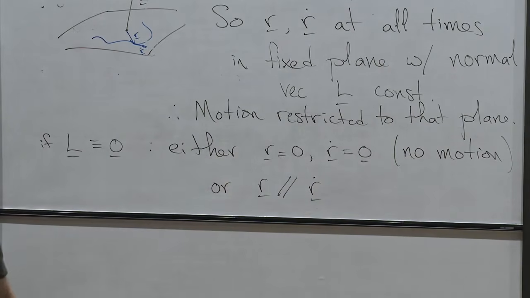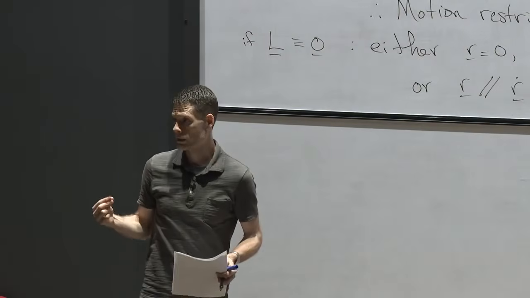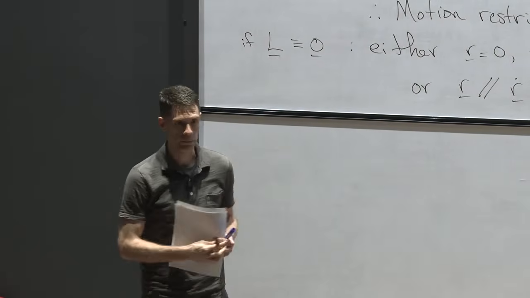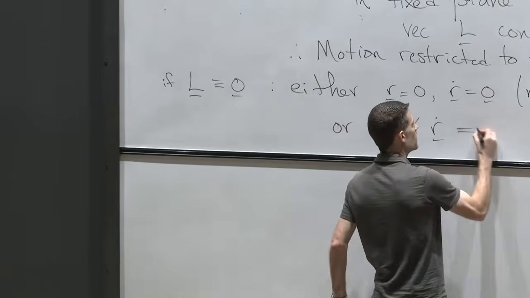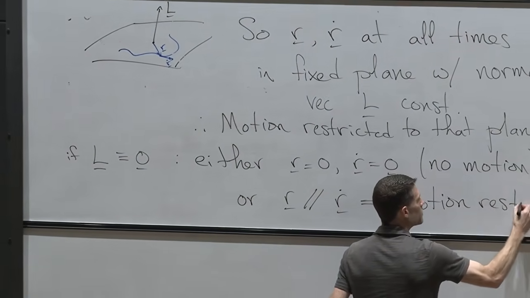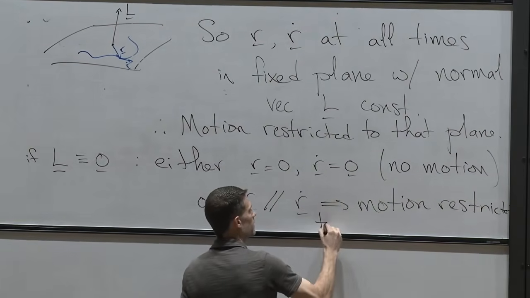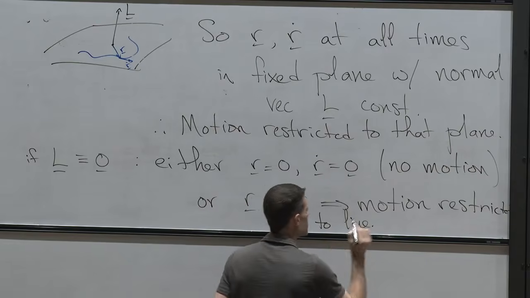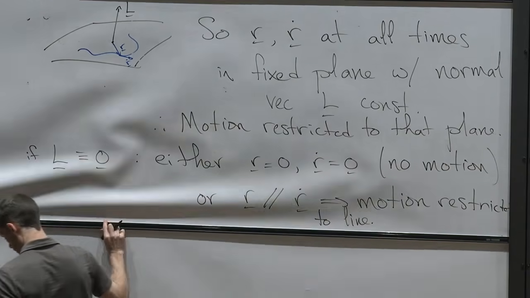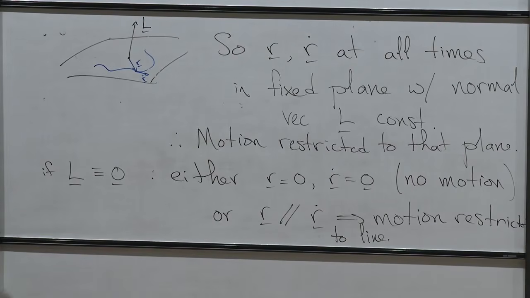But if r is parallel to r dot, then what is the particle doing? Take that radial line, and it's just following that radial line, which means it's moving in a line, and a line is a subset of a plane. Restricted to a line. Okay?